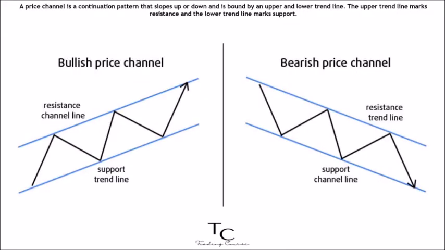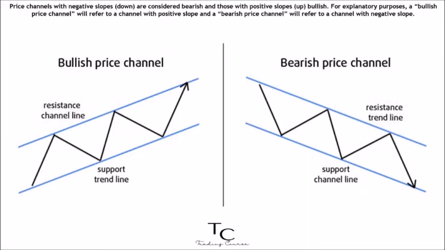A price channel is a continuation pattern that slopes up or down and is bound by an upper and lower trend line. The upper trend line marks resistance and the lower trend line marks support. Price channels with negative slopes, down, are considered bearish and those with positive slopes, up, bullish. For explanatory purposes, a bullish price channel will refer to a channel with positive slope and a bearish price channel will refer to a channel with negative slope.